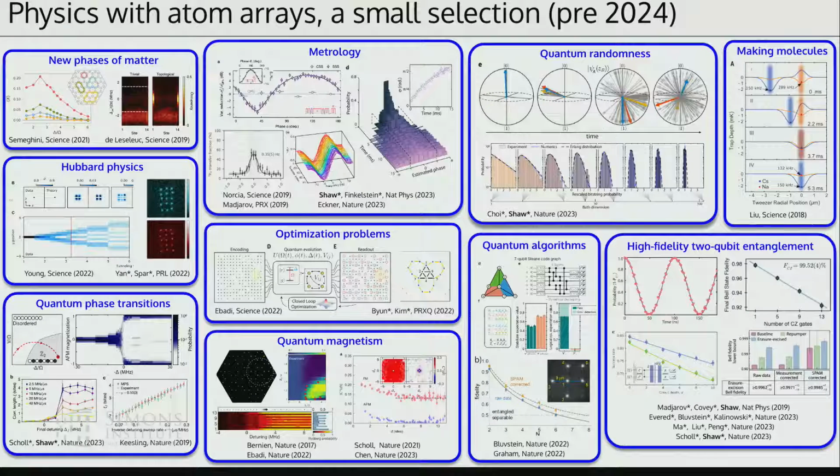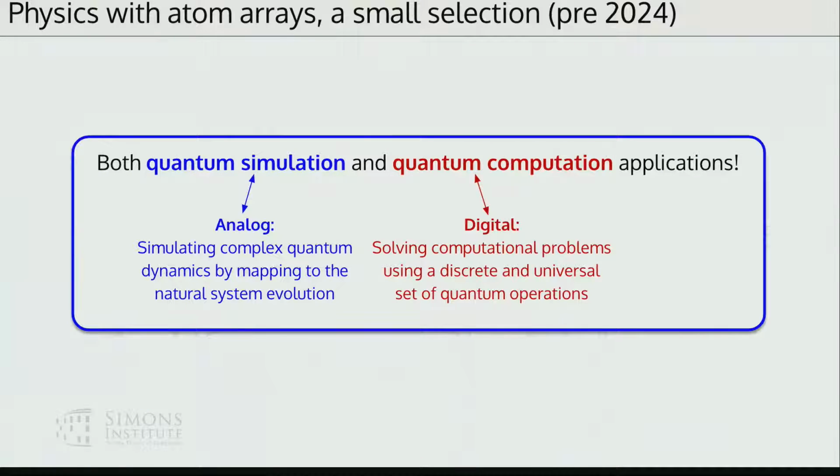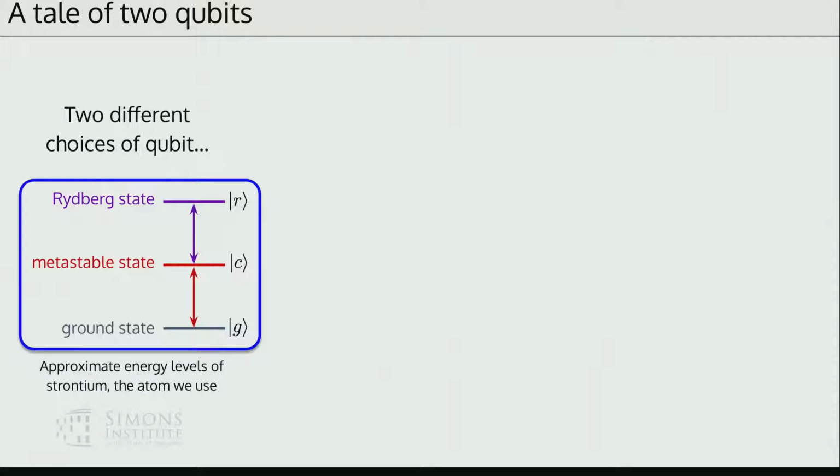And really, even in the last few months, there have been even more exciting works which have come out in a lot of different directions. The thing that's really important to note here is that these systems have been used both for quantum simulation, so simulating complex dynamics, as well as quantum computation, so digital quantum operations. And both of these are available with these atom array type systems. We've explored both a little bit with our system as well. It's relatively easy to see how these systems can accomplish both analog and digital type operations.